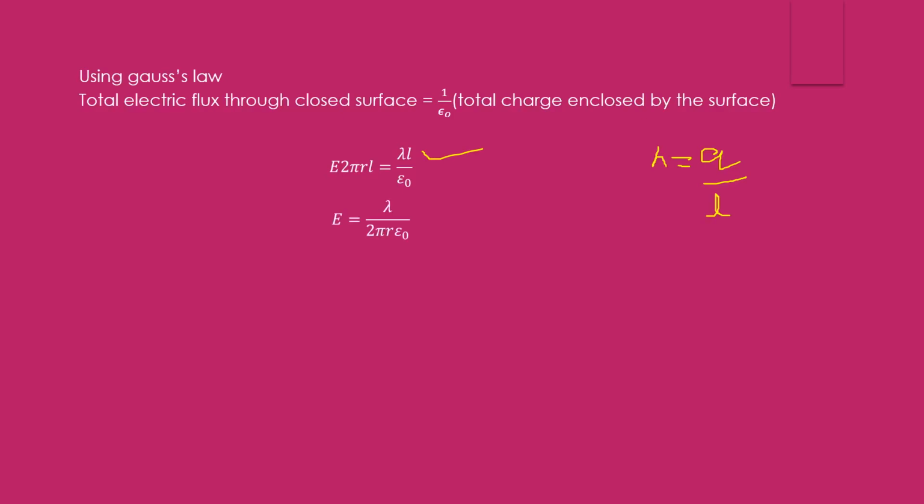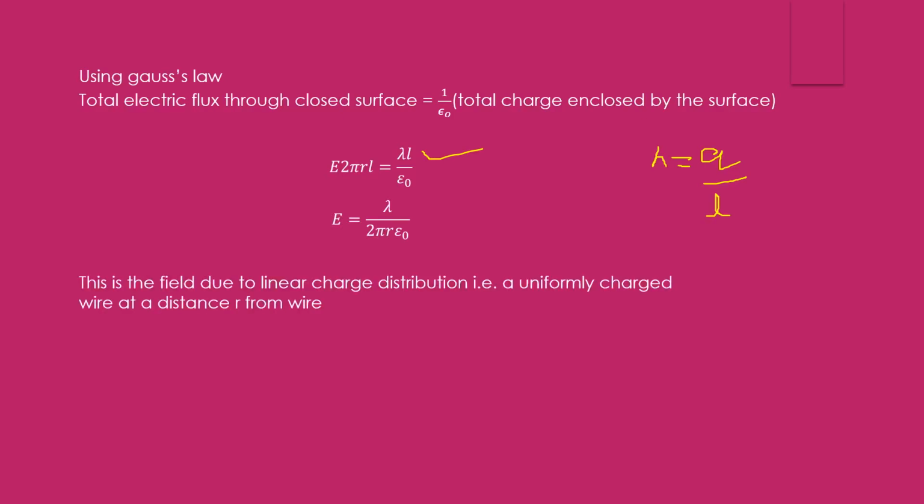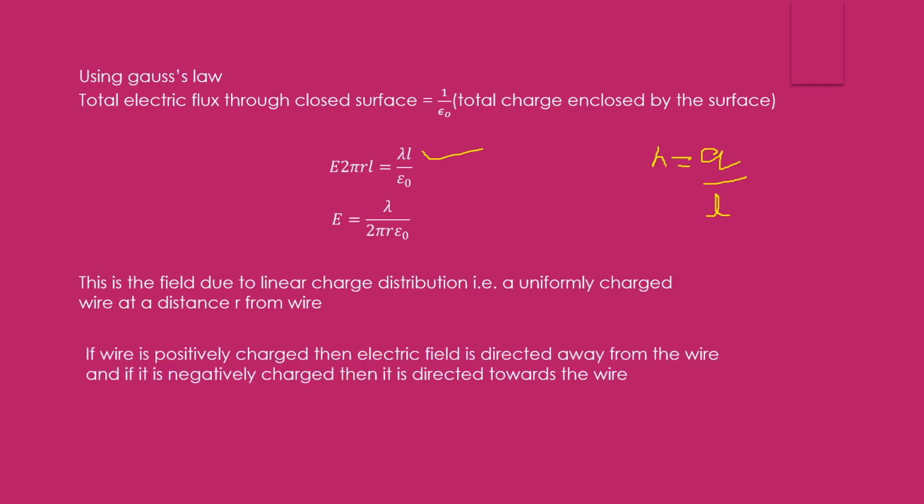So electric field is inversely proportional to R. This is the field due to linear charge distribution, that is uniformly charged wire at a distance R from the wire. If wire is positively charged, the electric field is directed away from the wire, and if it is negatively charged, then it is directed towards the wire.